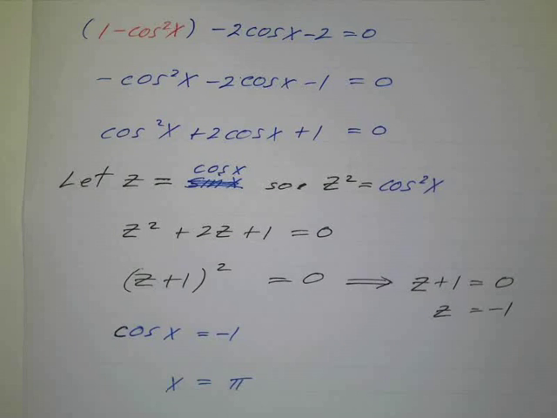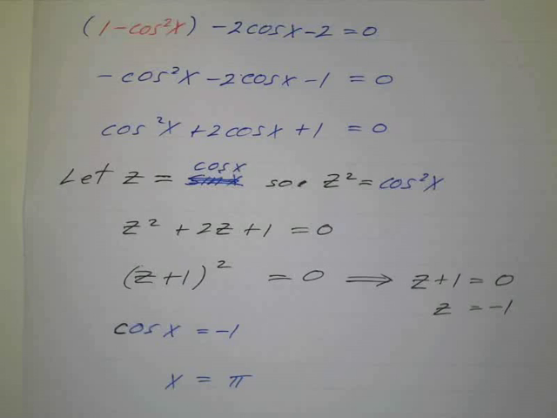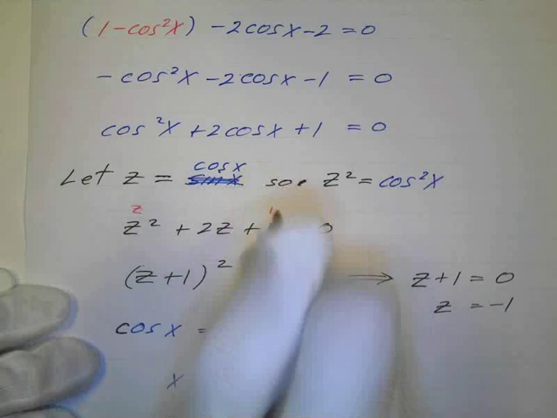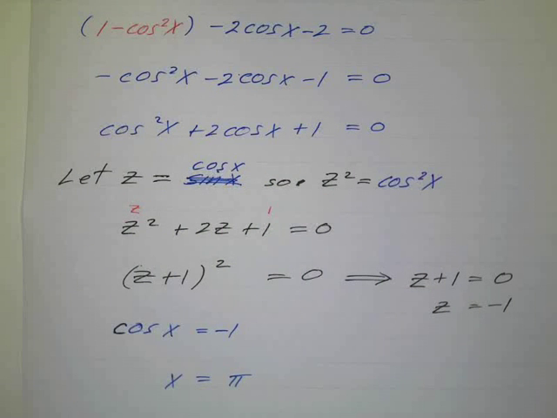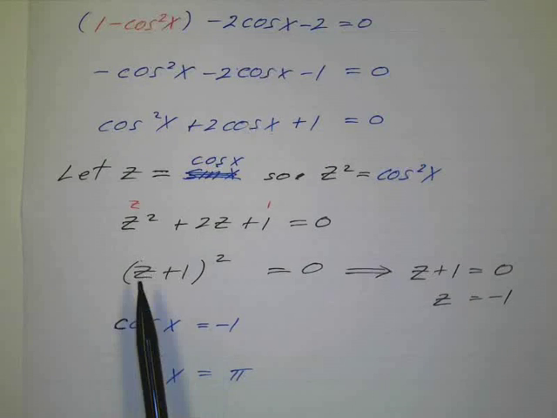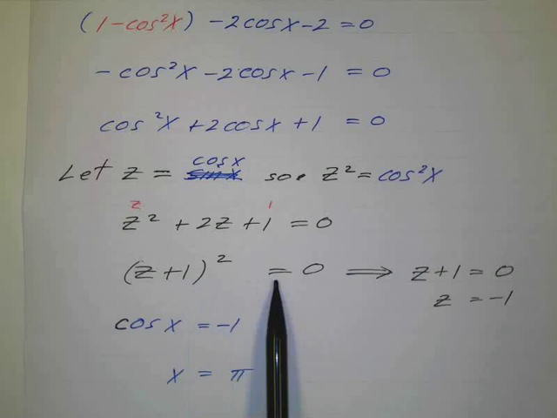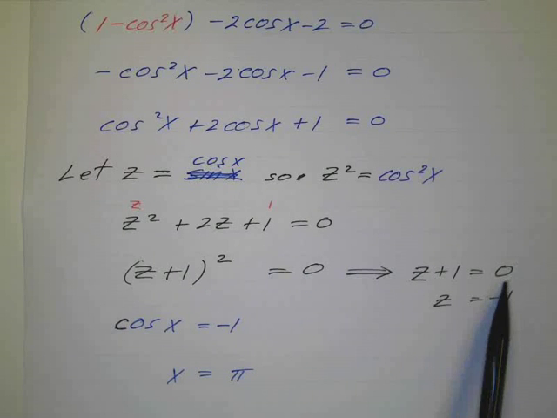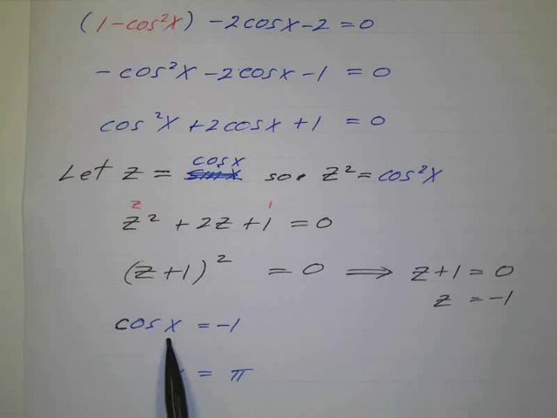And that's just a nice trinomial square. We can see that this is a perfect square, the square root is z. And this is a perfect square, the square root is 1. And we do have twice the product in the middle, so there we go. So I got z plus 1 squared equals 0. If I take the square root of both sides, z plus 1 equals 0. So z equals negative 1. So the cosine of x equals negative 1.